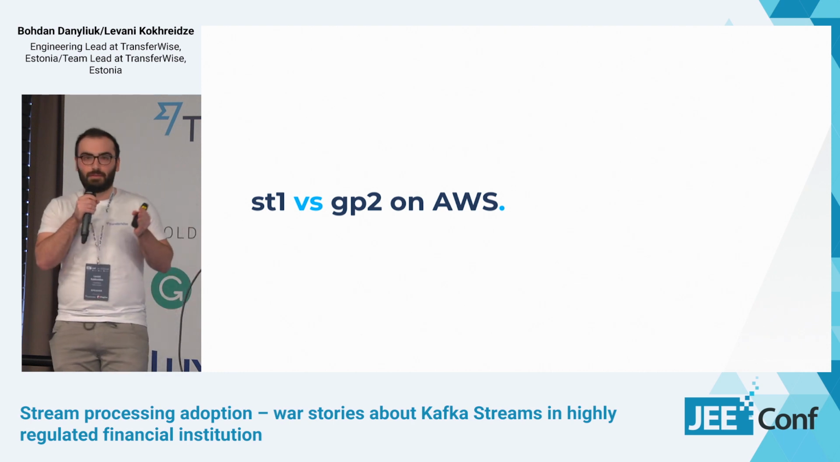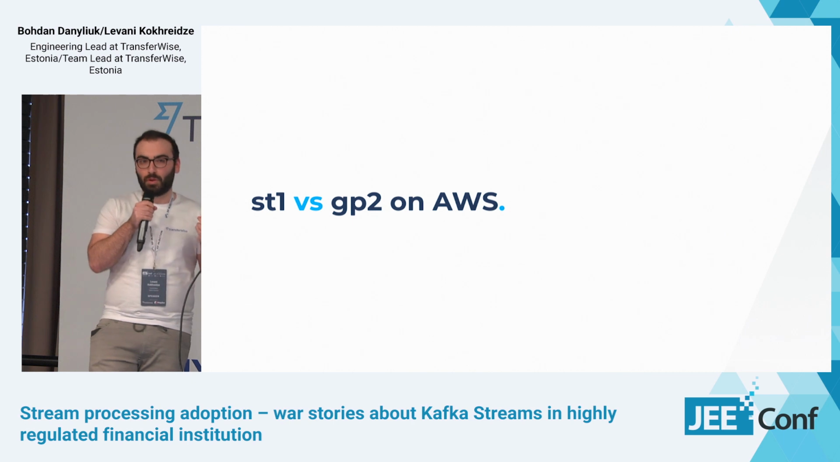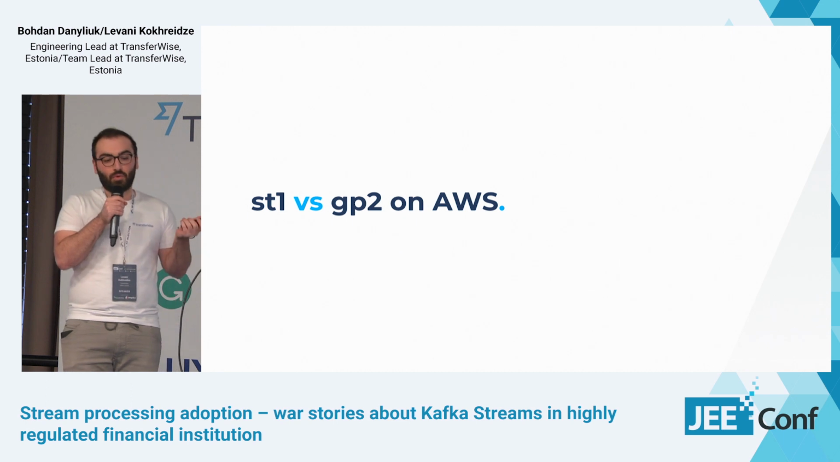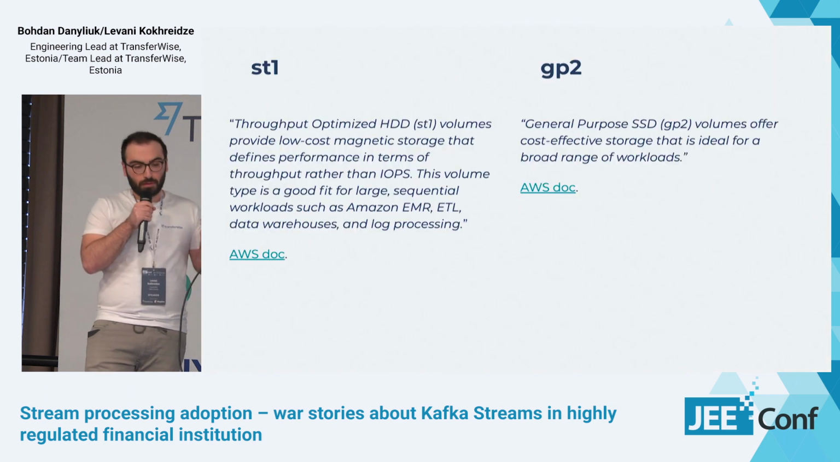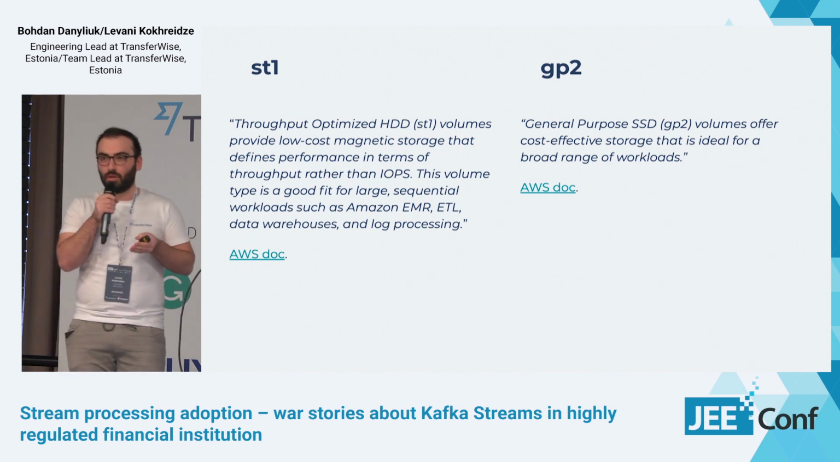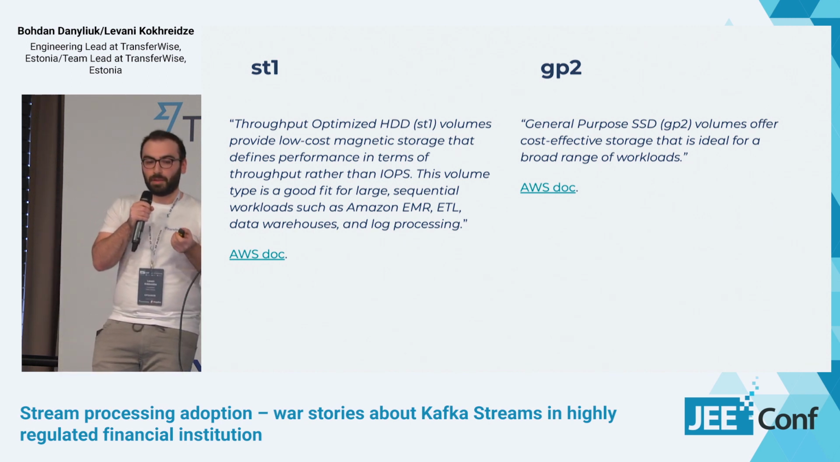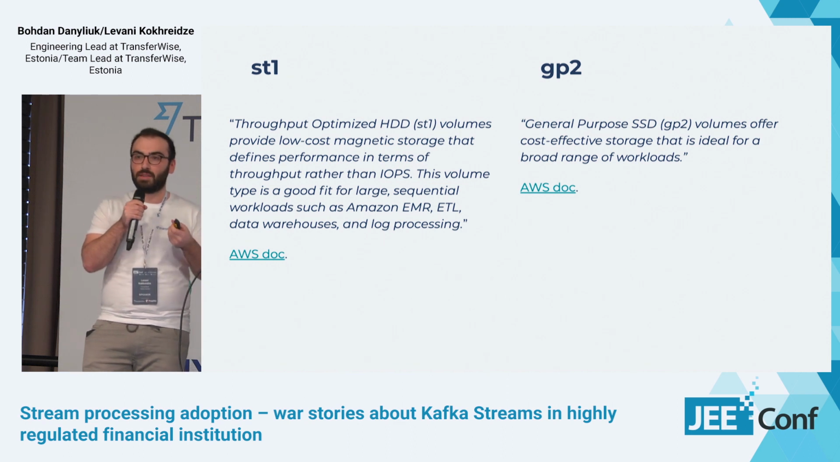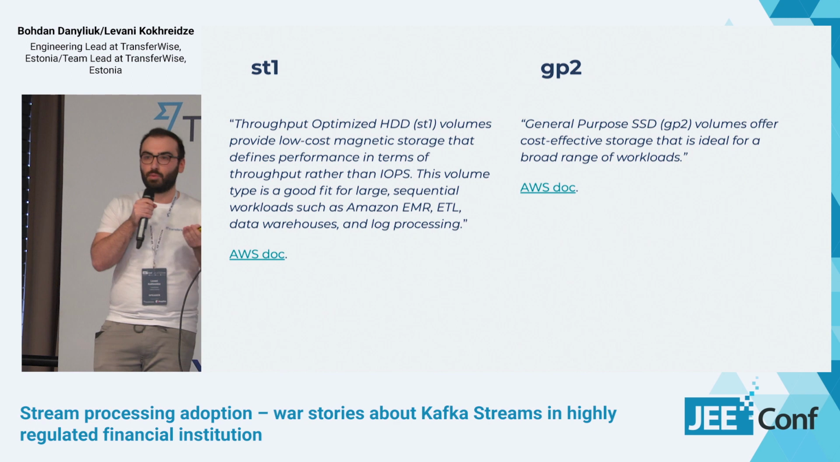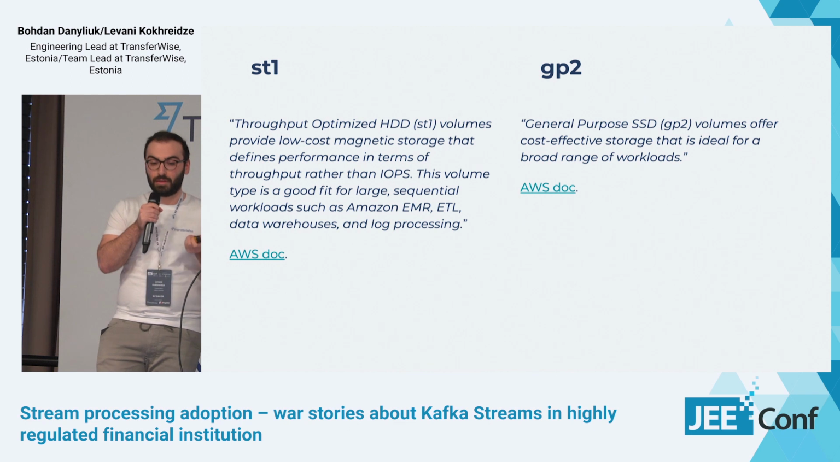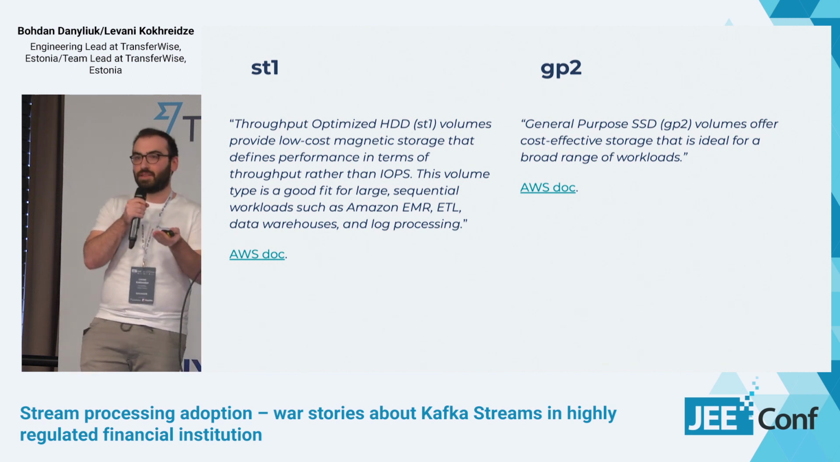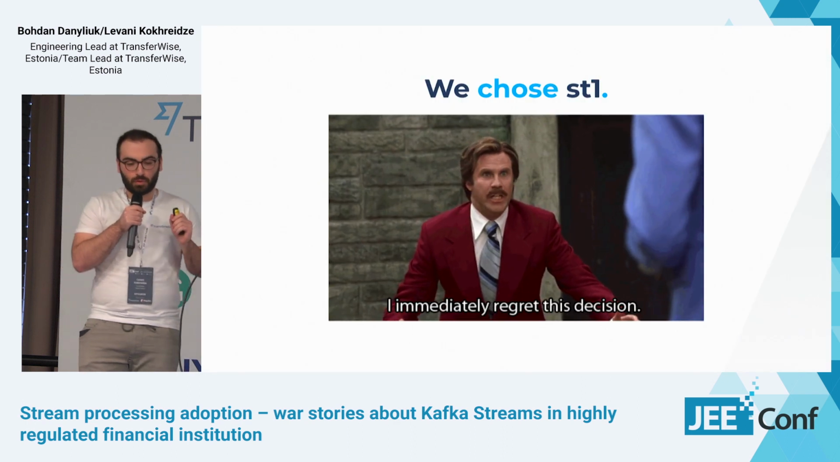If you start Googling what kind of disks to choose on AWS while setting up the broker, you will see that the most recommended one is ST1. And this makes sense, because if you read the docs of ST1 and GP2, you will see that ST1 is optimized for high throughput and for log processing. As we all know, Kafka stores all the data as an append-only log, so it makes sense to use ST1, right? And then there is GP2, which is a general purpose SSD, not explicitly saying that it can be used for log processing. So we chose ST1.